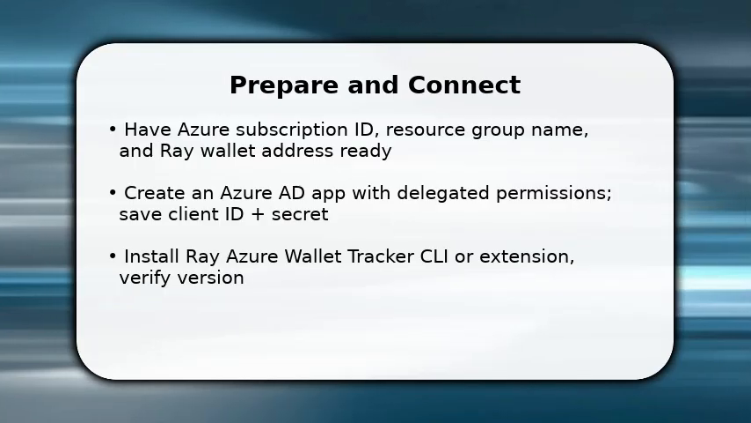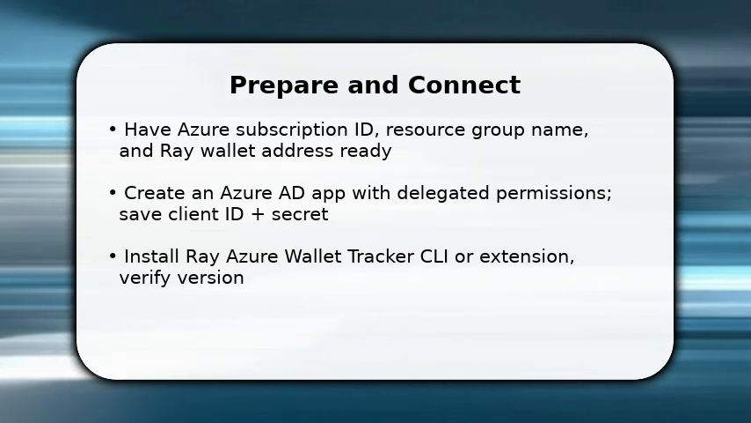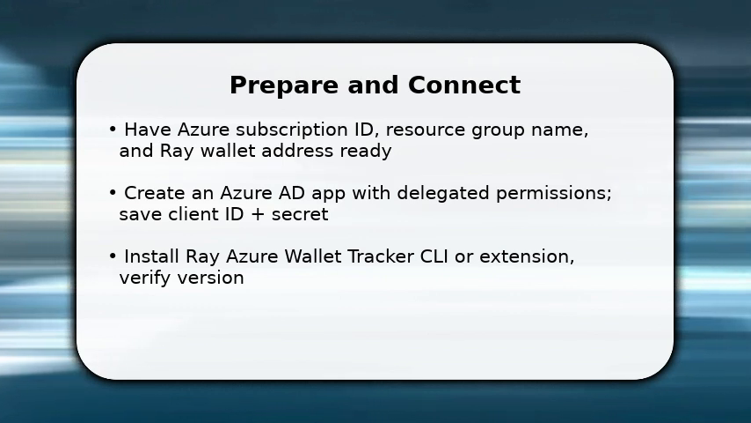You start by preparing credentials and the minimal tooling. First, log into the Azure portal and note the subscription ID and target resource group. You need these to scope tracking. Once done, register an Azure AD application, grant it monitoring and storage read permissions, and securely copy the client ID and secret. Next, install the Ray Azure Wallet Tracker CLI or browser extension, authenticate with the Azure app, and paste your Ray wallet address so the tracker can correlate on-chain activity to your Azure resources.